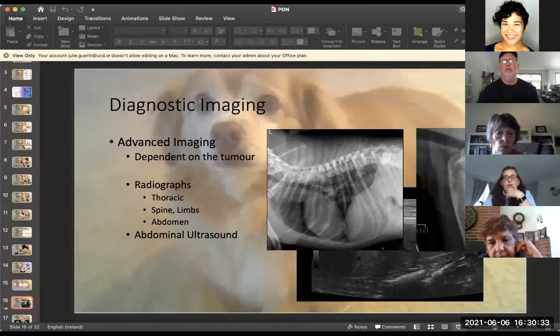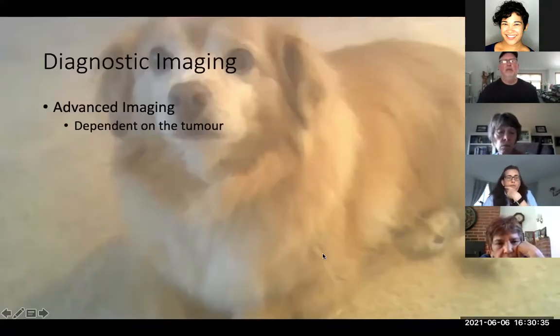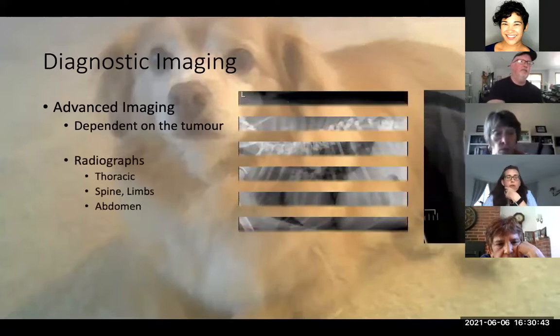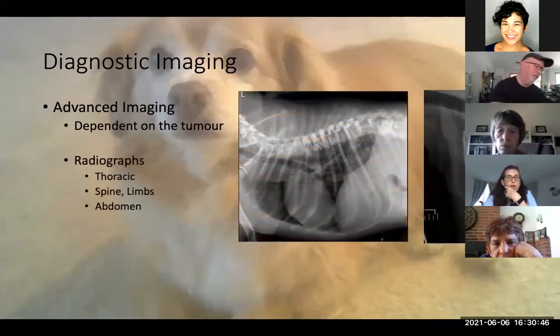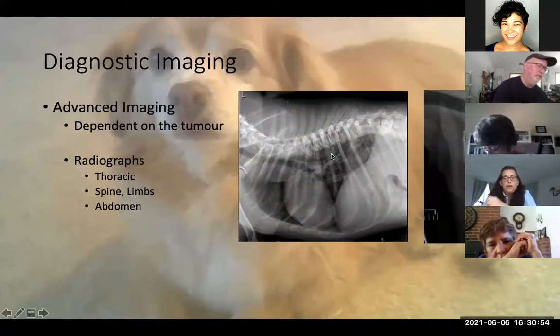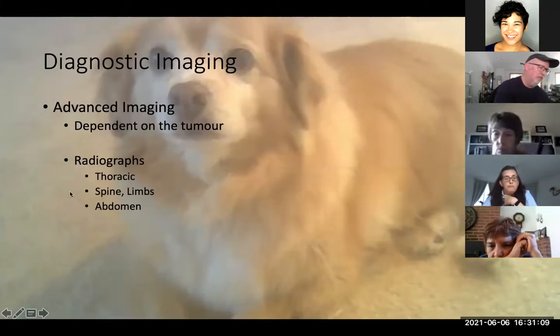No, okay. So the next step after we have a diagnosis is going to be doing imaging. And we are going to recommend a variety of imaging depending on the tumor. So we're going to potentially do x-rays of the chest. Here we have an interstitial lymphoma in the chest. And then I have a picture of an x-ray of the leg when we have a bone tumor. We may want to image specifically just the spinal cord with the vertebrae. We may also want to take x-rays of the abdomen.